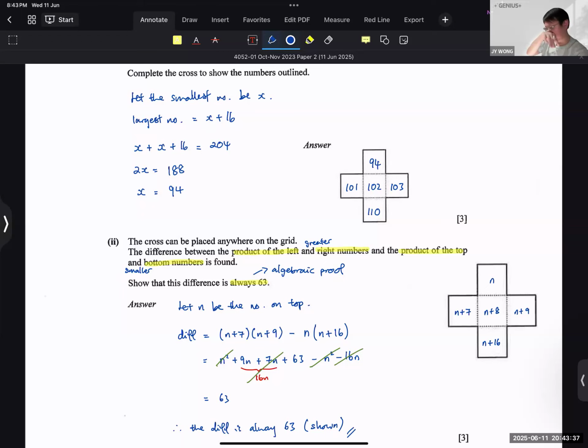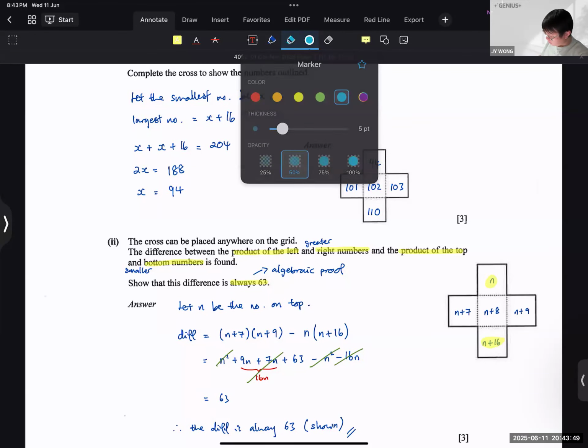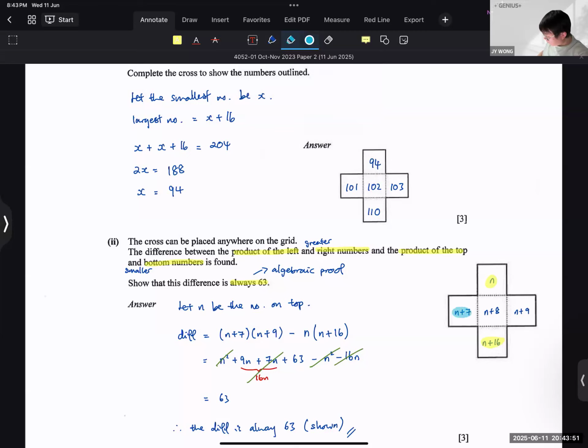Okay? So top, bottom, left, right. That is what they mean. Let's move on.